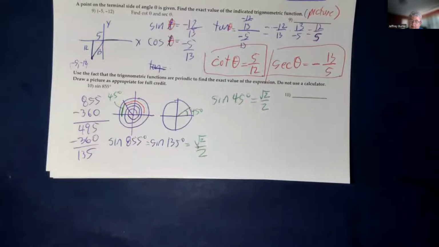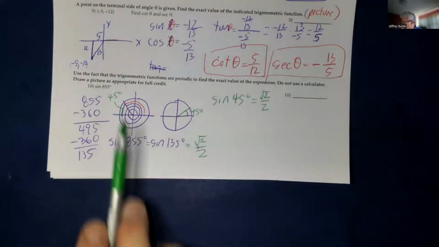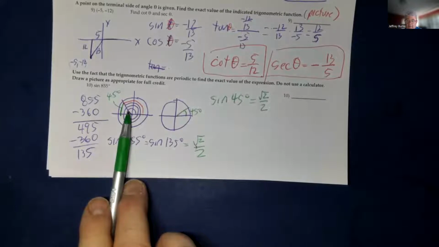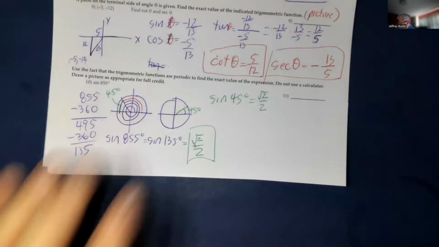Now, the last thing we have to consider is, what quadrant is this angle in, 855? Well, this angle is in the second quadrant, and that's going to help us determine the sign of this. The sign of the sine, if you will. Like if it's positive or if it's negative. And remember that in the second quadrant, the sine is always going to be positive. So the final answer to this is going to remain positive radical 2 over 2.